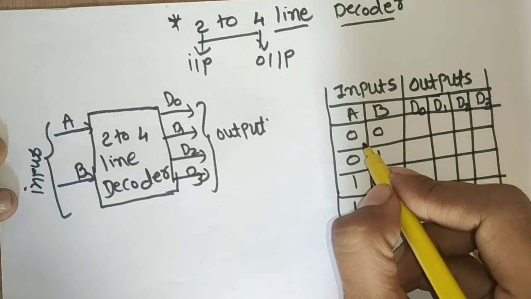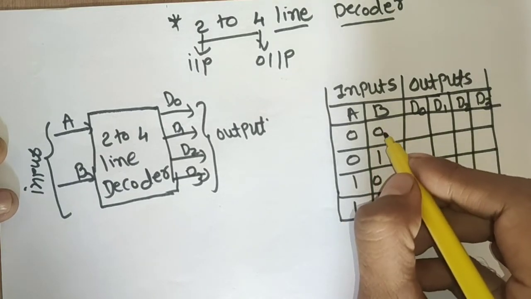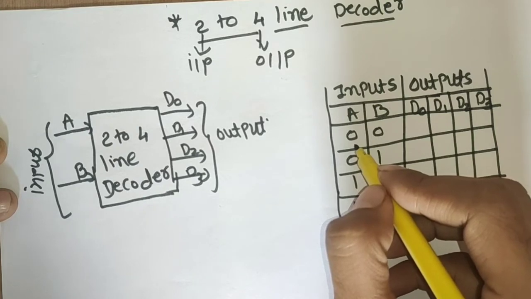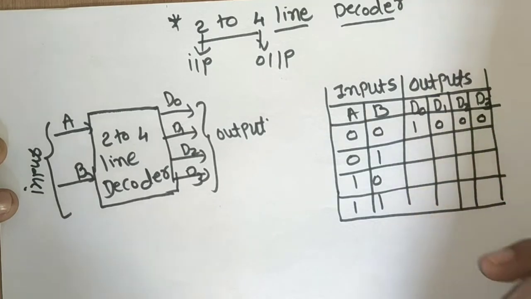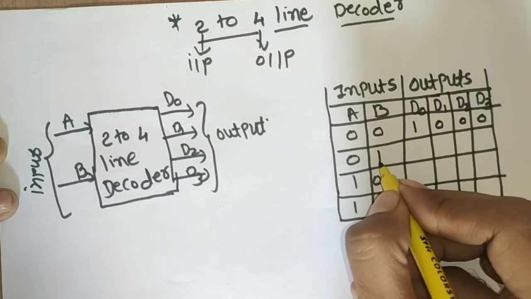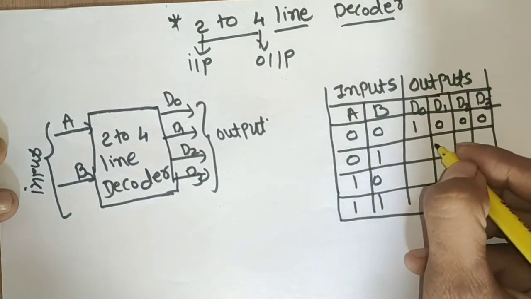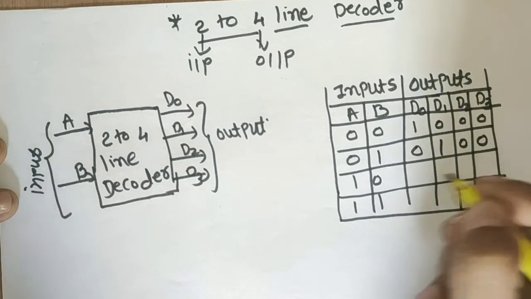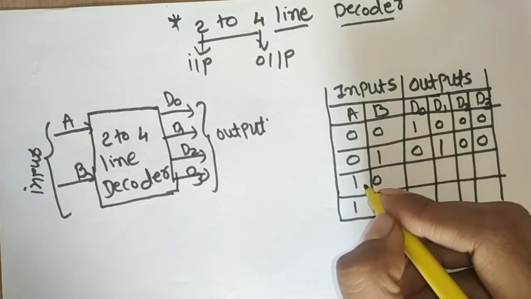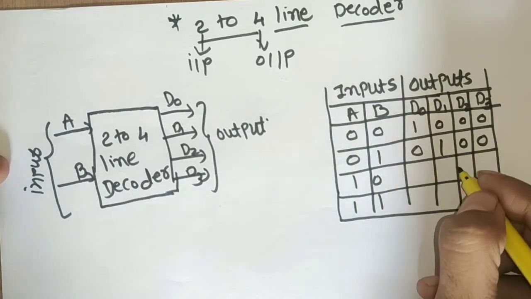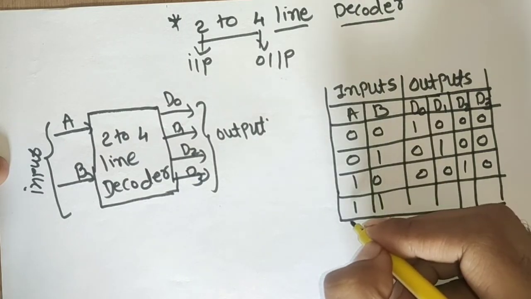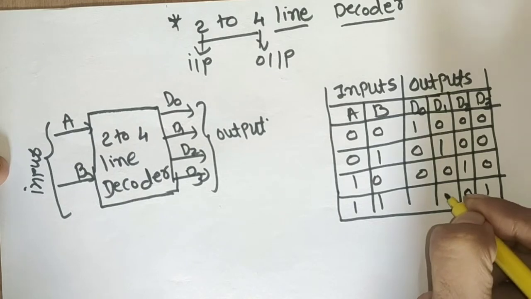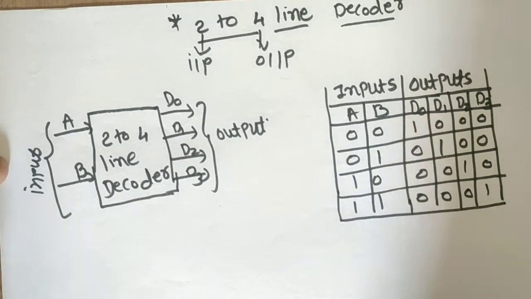First, both are 0, 0. The weightage of the first bit is 1 and the weightage of the second bit is 2. Since both are 0, 0, we select D0 and the remaining outputs are 0. Now A is 0 and B is 1, so the weightage is 1. So D1 is selected, the remaining 3 outputs are 0. Now the third combination, 1 and 0, the weightage of this bit is 2. So D2 is selected, the remaining 3 outputs are 0. And here the first is 1 as well as the second is 1. 2 plus 1 means 3, so D3 is selected. The remaining 3 are 0. This is the basic truth table of the 2 to 4 line decoder.